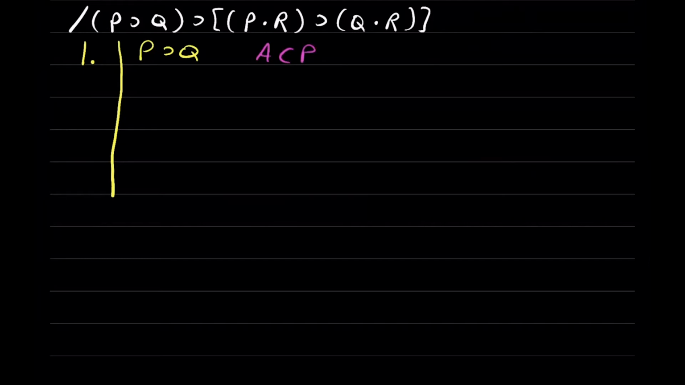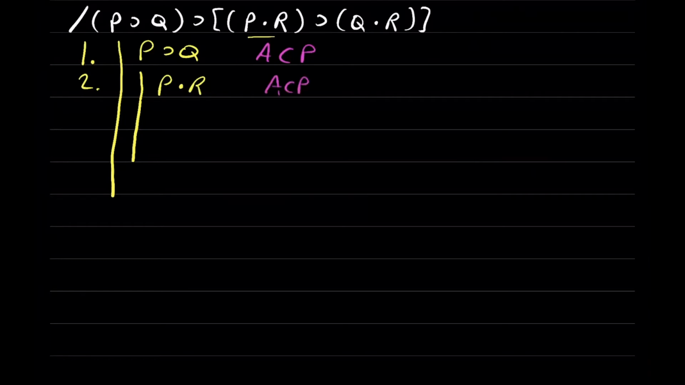Now we said what we're trying to get is everything inside that bracket on the right. But that in itself is another conditional. So I'm going to introduce a second conditional proof sequence here on line 2, introducing a second vertical line. And I'm going to assume the antecedent of that conditional, P and R. That's ACP again, assumption for conditional proof.